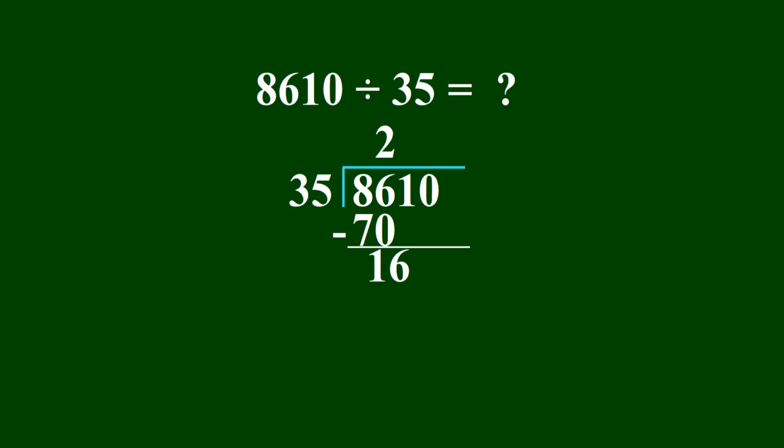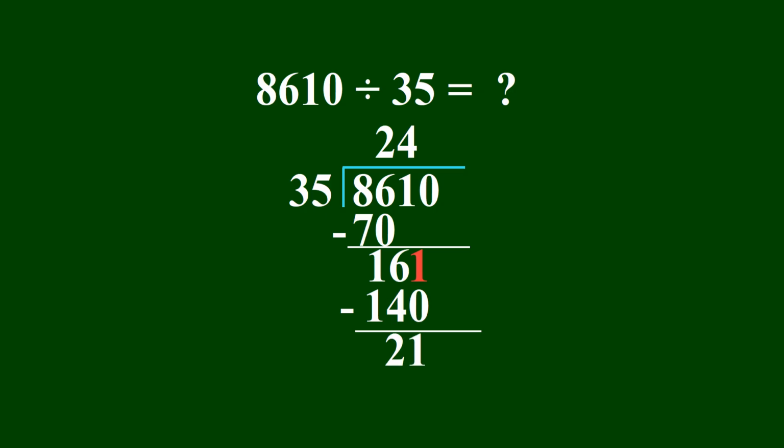Now we bring down the next digit 1, and this makes our new number 161. How many 35 are in 161? The answer is 4. Now multiply 4 by 35, which gives us 140. Draw line and subtract 161 minus 140, which leaves us with 21.